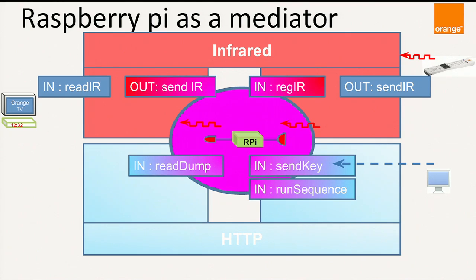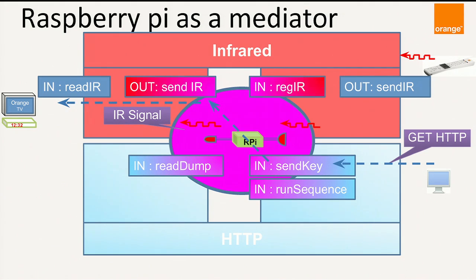So let's see what he does when we start from our little computer on the right of the screen. This is the developer world. We start by sending an HTTP request to send an order, to send a key. This HTTP request is received by the Raspberry Pi. He knows how to send an infrared signal, so he asks to send an infrared signal. This signal is sent to the STB that does all we ask, so change the channel.